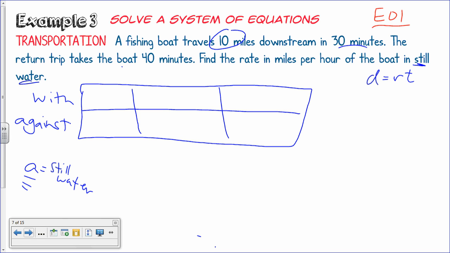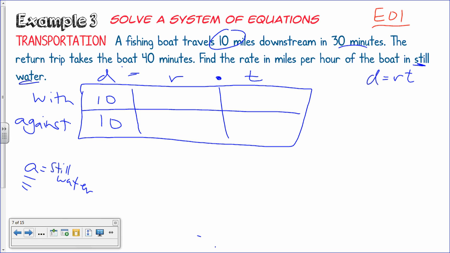That makes sense. Okay, so I know the distance is what? 10 miles. Going to and coming back, it's the same distance, isn't it? Okay, so that equals my what? Rate times, there's the key now, times what? Time.